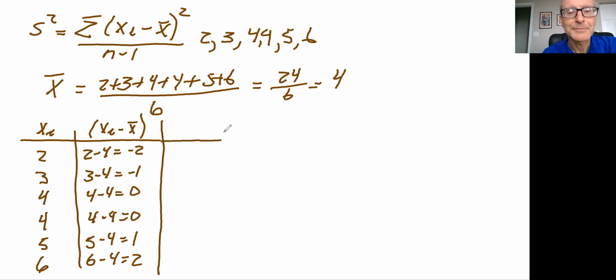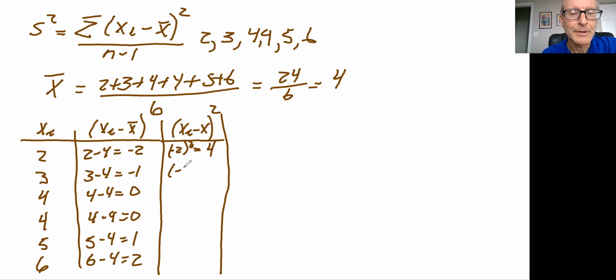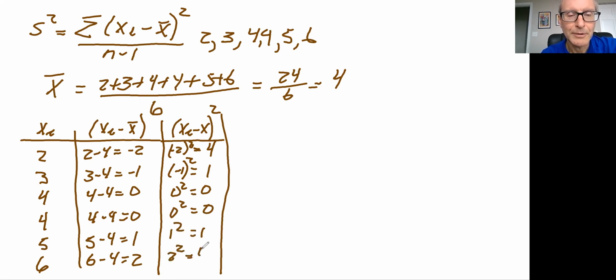So third column. So what is our third column? Our third column is x minus x-bar squared. So that would be minus 2 squared, which is 4. Minus 1 squared would be 1. 0 squared is 0. 0 squared is 0. 1 squared is 1. And 2 squared is 4.